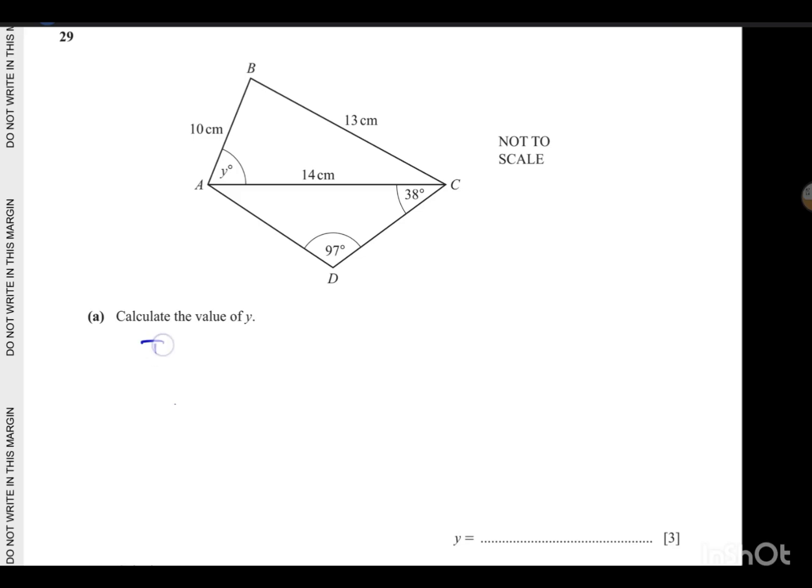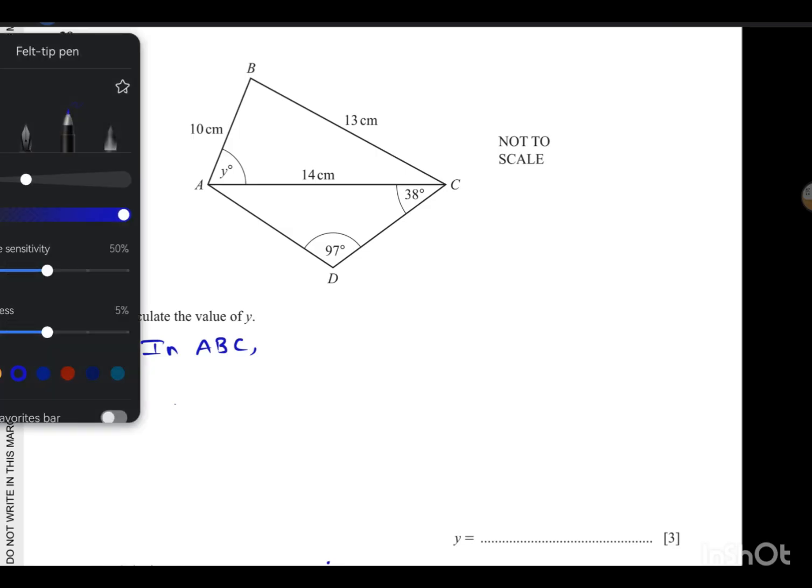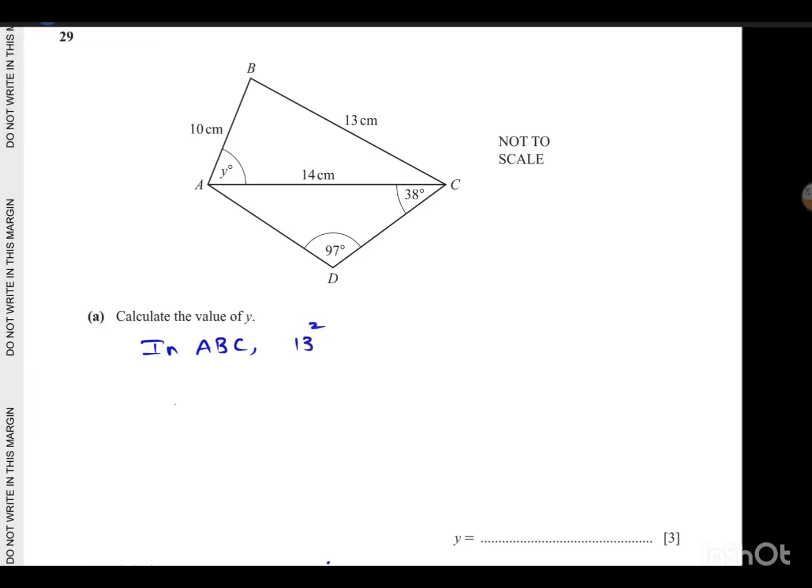Therefore, in triangle ABC, using the cos rule, the angle between two sides, leaving that you have to take the opposite side of the angle on the left hand side, that is 13 square is equal to 10 square plus 4 square minus 2 into 10 into 4. This is the cos rule I am writing, into cos of angle y.